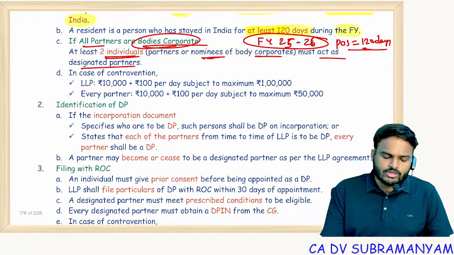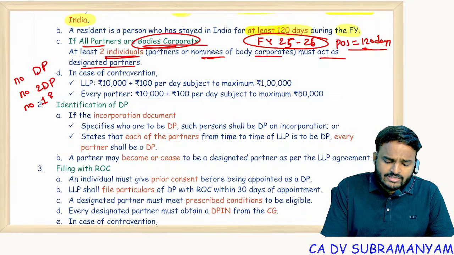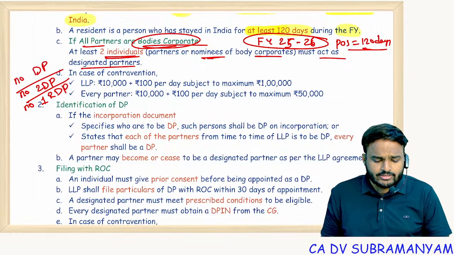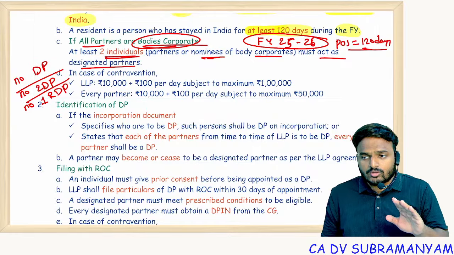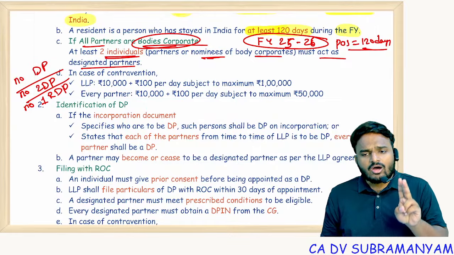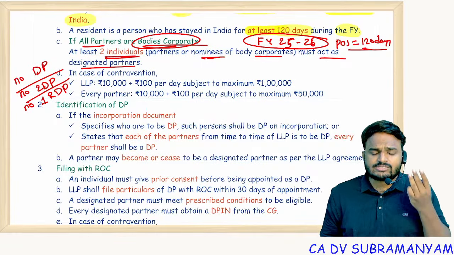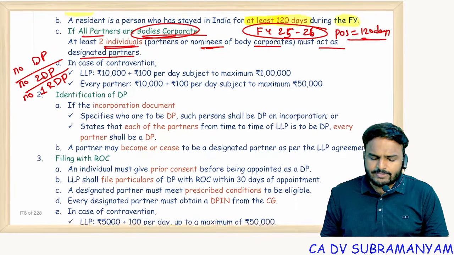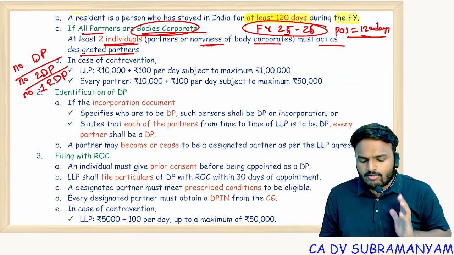In case of contravention, that means what? No designated partner, or no two designated partners, or no one resident designated partner. Getting my point, students? Three points: no designated partner, or only one designated partner is there, or two designated partners who are non-residents. There is no resident designated partner. Then the LLP is punished with 10,000 rupees plus 100 per day during which such default continues, subject to a maximum of 1 lakh.